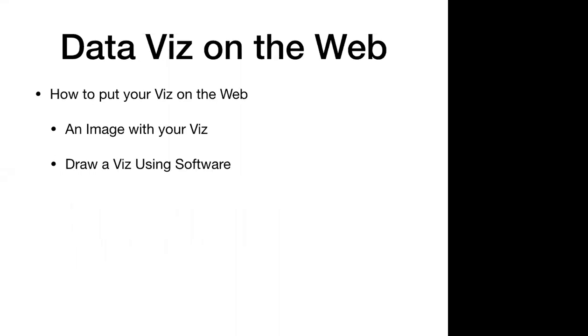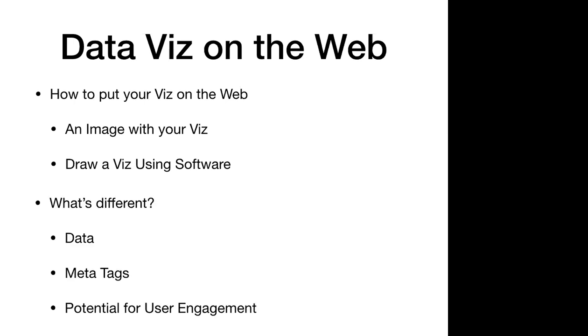And we're going to move on to part two, data viz on the web and do's and don'ts. So how do you put your viz on the web? You're going to have either a static image, where you make your viz somewhere in some form, and then you make an image and you link to that in an image tag. Or you draw your viz using software. This is just to set some context.